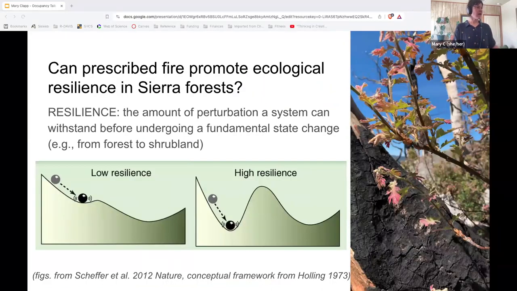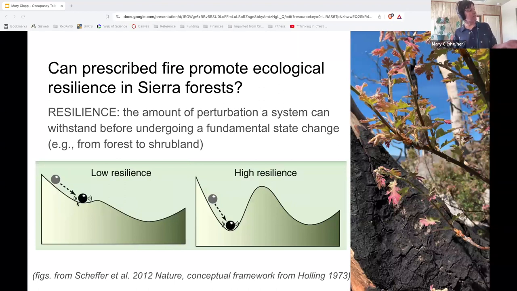So the goal of this study was to understand whether and how prescribed fire promotes resilience in Sierra forests. So these state changes that I've described, where forests burn so hot that they cease to regenerate and shift into shrubland, are evidence that Western forests are losing their resilience, or their ability to recover their fundamental structure, function, and composition after a disturbance.